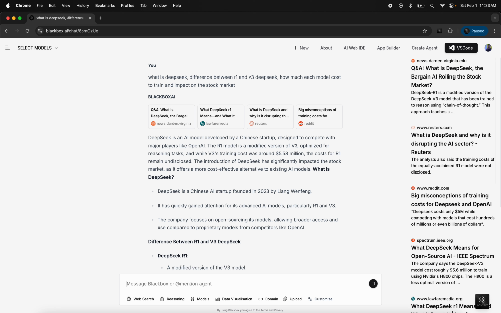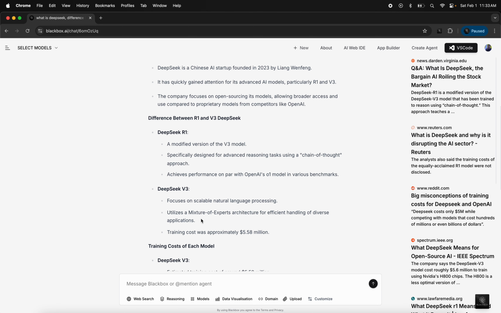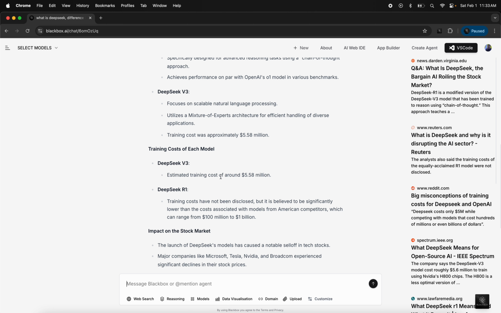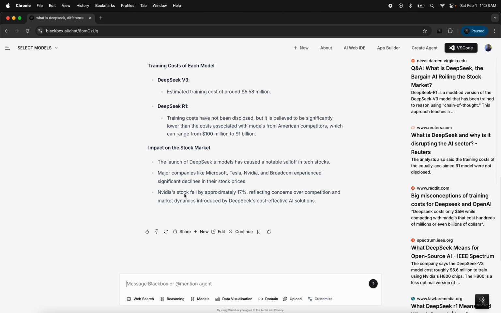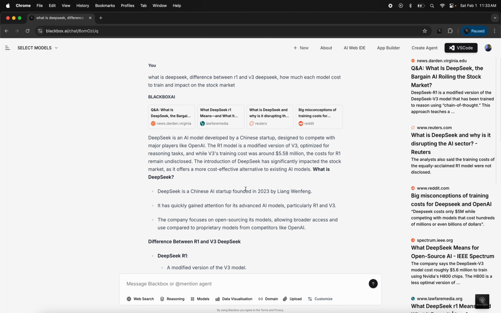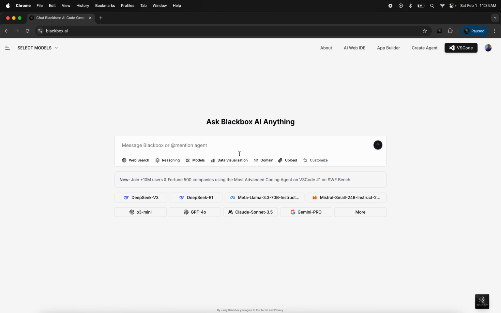So here you see it's talking about DeepSeek in general, when it was founded, DeepSeek R1, DeepSeek V3, training cost, now impact on the stock market. So you see it's comparatively smaller context, but still it answers the question. So this is the difference between the Blackbox reasoning model and the default model. So give it a try.